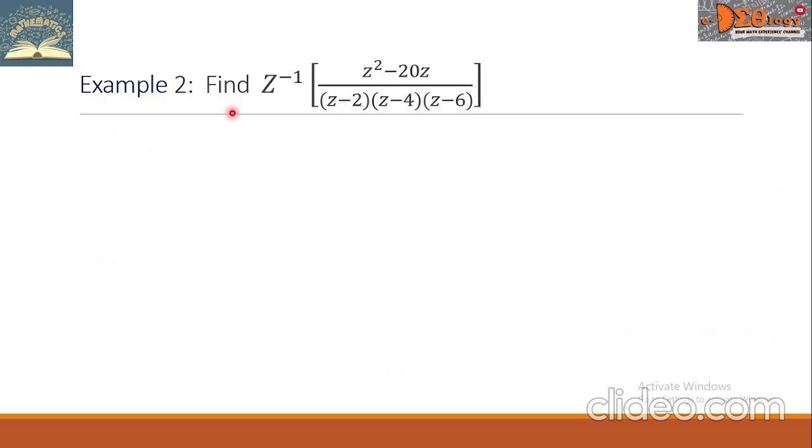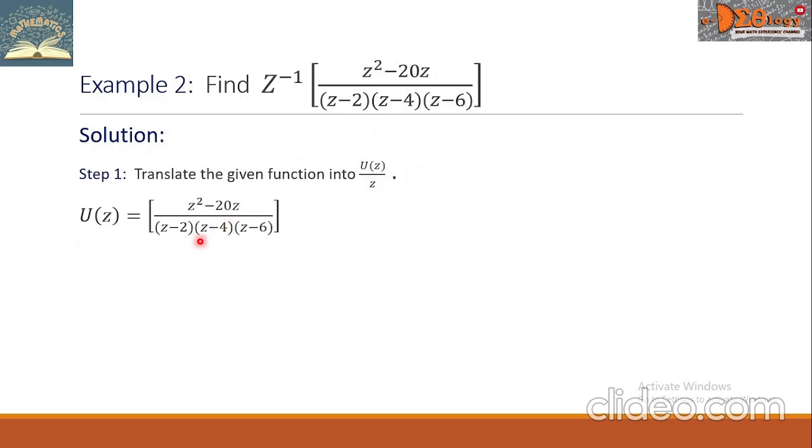Example 2. Find the inverse z transform of z squared minus 20z all over the quantity z minus 2 times the quantity z minus 4 times the quantity z minus 6. Step 1. We translate the given function into capital U of z over z. Our U of z is equal to this fraction here.